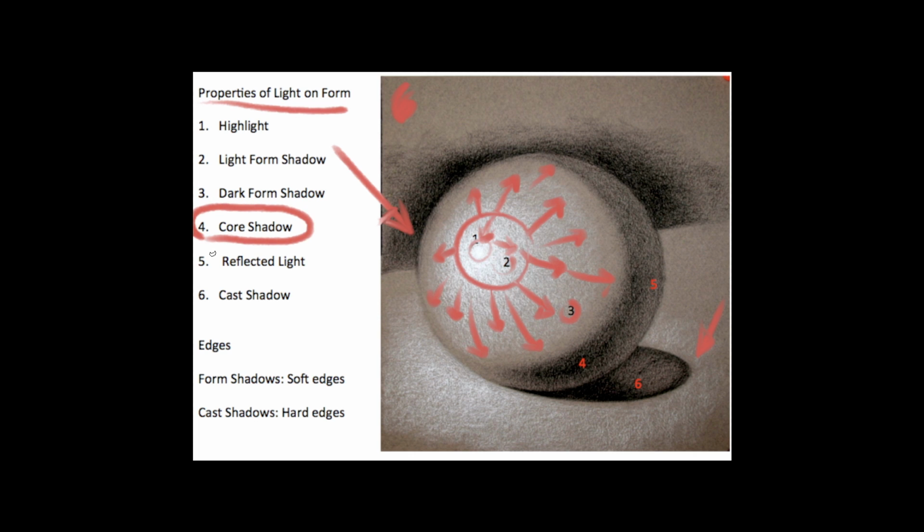And then we come to 4, and it's probably my favorite one. I don't know why I have a favorite, but I do, and that's core shadow. So it's down here at 4. You see this area running through here?